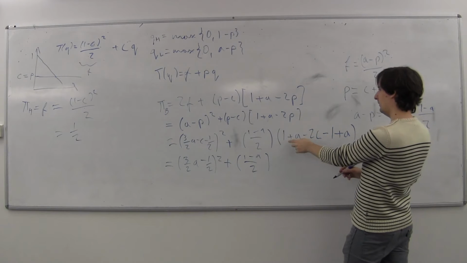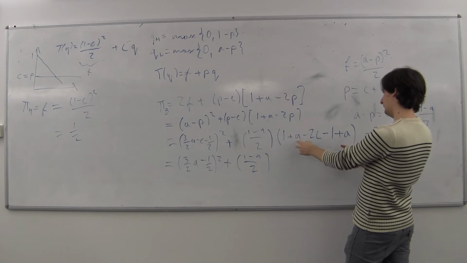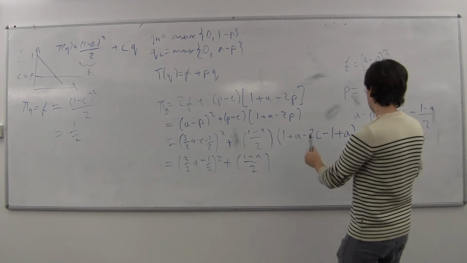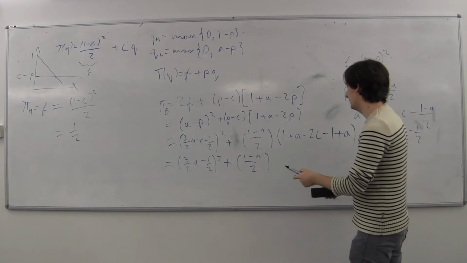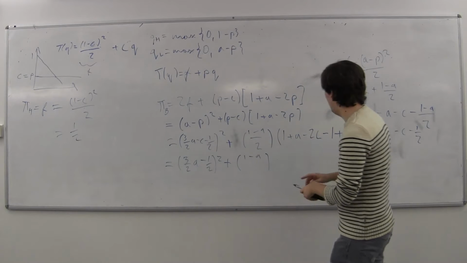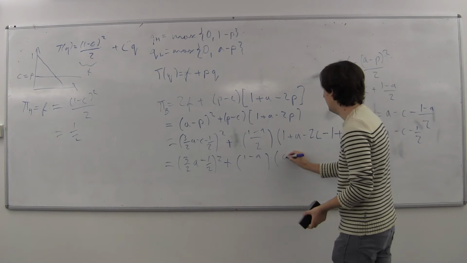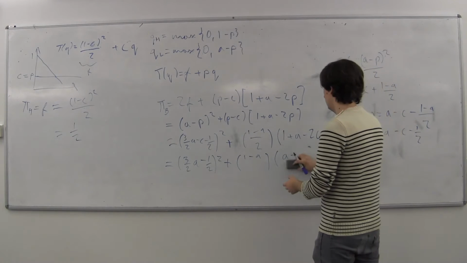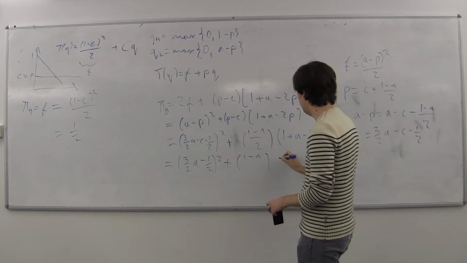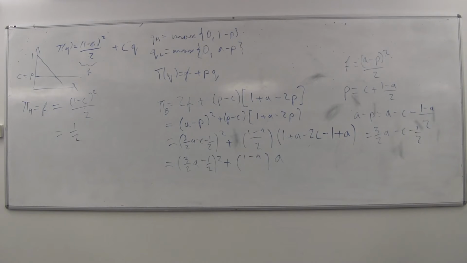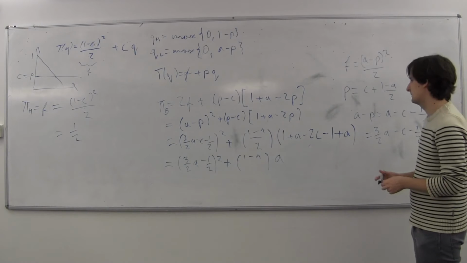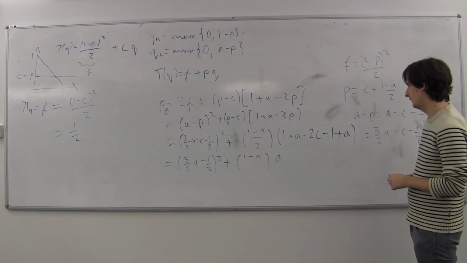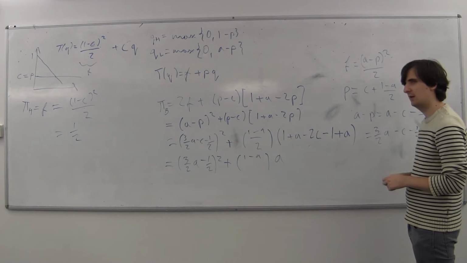What have we got here? We've got 2a minus 2c, 2, okay, so that's going to cancel out the 2 there. So you get 2a minus 2c. Okay, so it's 1 minus a times a minus c. And c is 0, right? So just a, if c is 0.